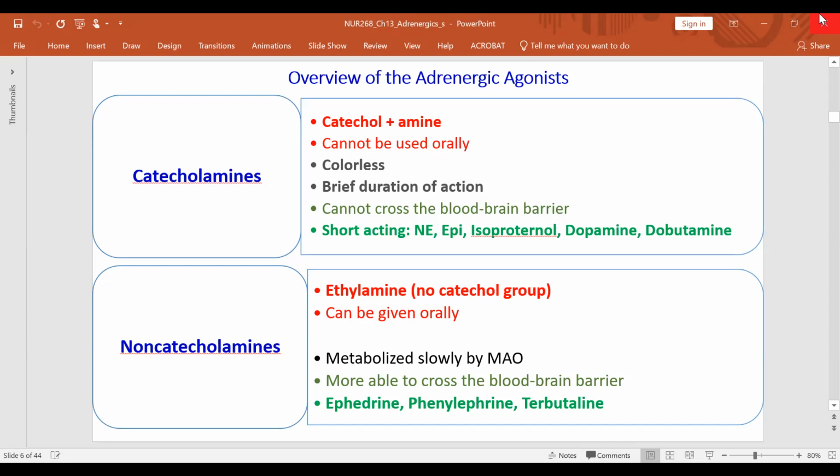The non-catecholamines, same thing, cannot be given orally, metabolized slowly by the monoamine oxidase. They have a longer half-life, and they are more able to cross the blood-brain barrier than the catecholamines. Catecholamines cannot cross the blood-brain barrier, but non-catecholamines have more ability to cross the blood-brain barrier. And we have examples like ephedrine, phenylephrine, terbutaline.